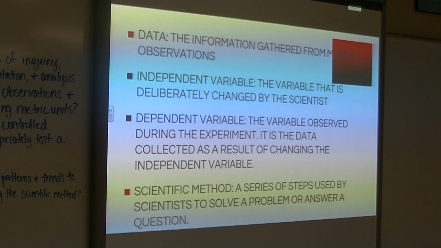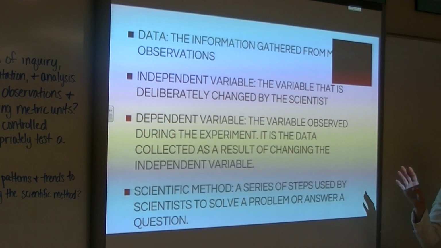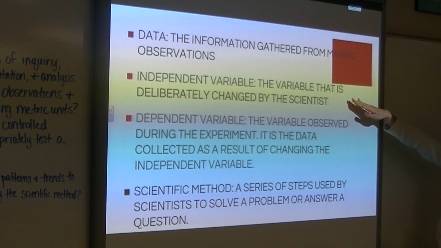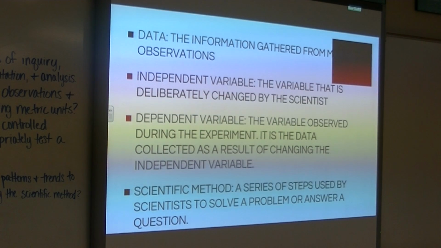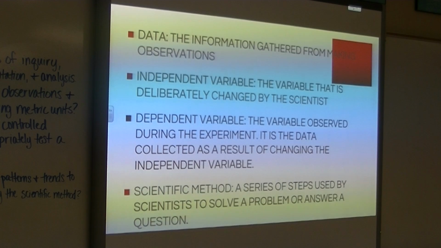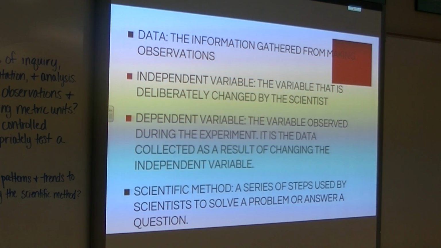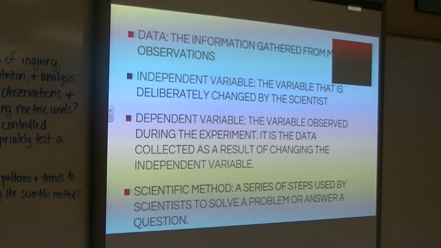Okay. Now, we have two types of variables that we're going to spend a lot of time talking about. Okay, an independent variable is the variable that is deliberately changed by the scientist. So you're only going to have one independent variable, and it's the one that is going to change. Okay, but you, the scientist, would make a change to it during your experiment. The dependent variable, then, is the one that you're observing. So you make a change to the independent variable in order to see what's going to happen to the dependent variable.